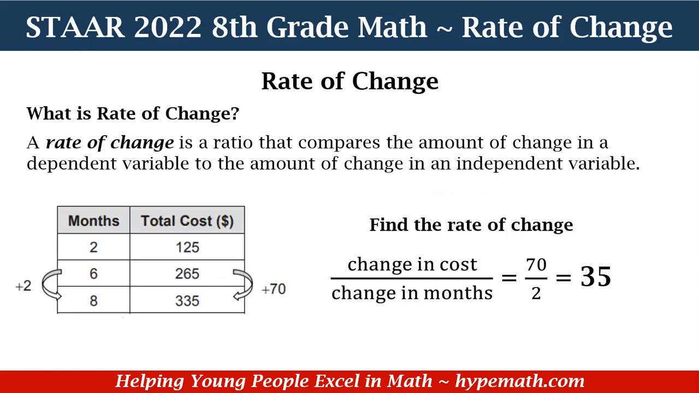So let's look at an example of how we find the rate of change when we have a table with data. You see in our example, we have months on the left-hand side and total cost on the right-hand side. We're comparing month 6 and month 8, that is plus 2, and for their cost, $265 to $335, that is plus 70. So our change in cost is positive 70, and our change in months is positive 2. 70 divided by 2 is equal to 35.